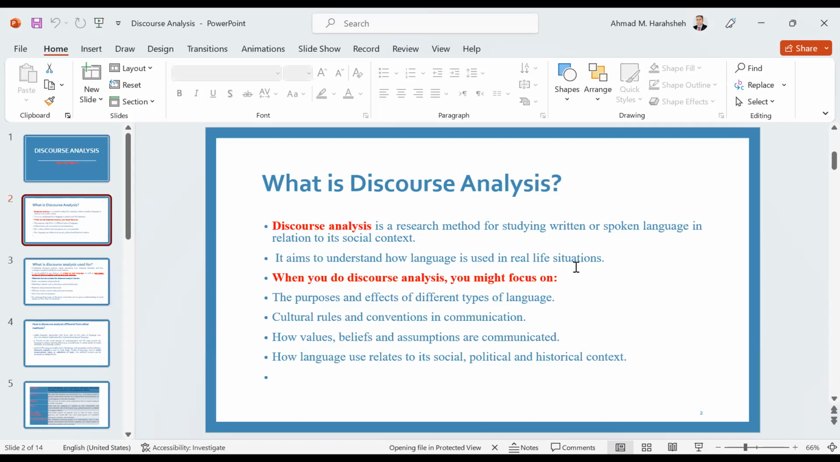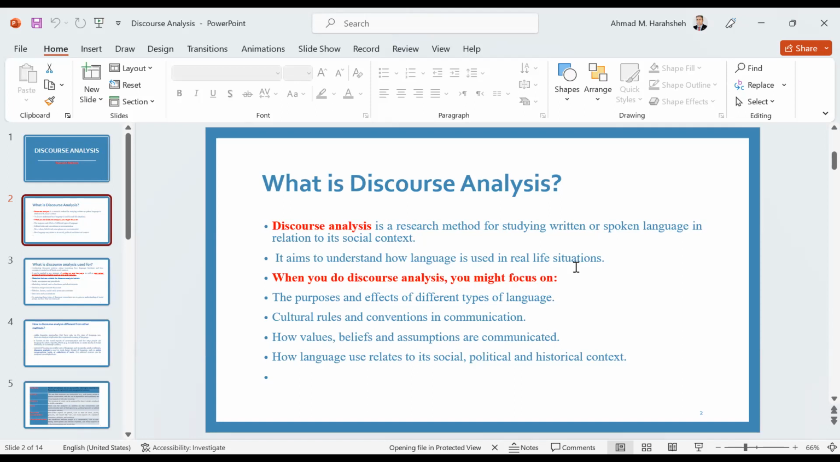Cultural conventions in communication. Also, you have to take care of the cultural rules in communication. When a male talks to a female, you have to be somehow careful about the type of language that you use. And when you talk to an old man or an old lady, it will be different from when you talk to a young lady. If you talk to a friend, it will be different from when you talk to a stranger, for example.